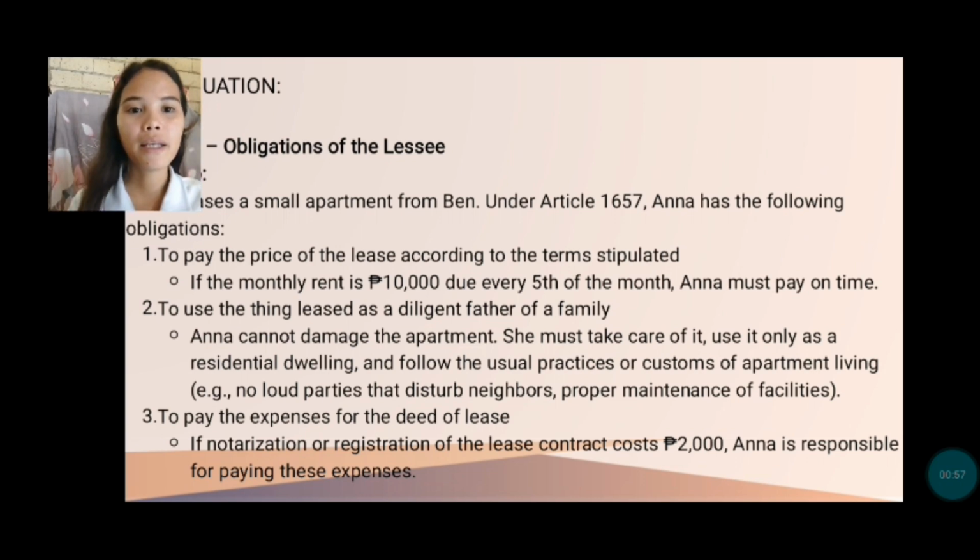Number 3. To pay the expenses for the deed of lease. If notarization or registration of the lease contract costs 2,000 pesos, Anna is responsible for paying these expenses.